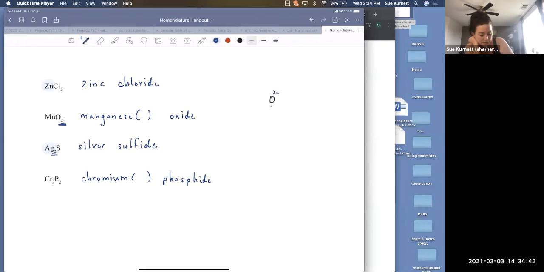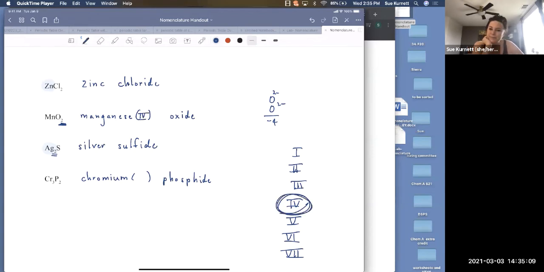So if oxide is -2 and there are 2 of them, we have a negative 4 anion charge. The cation has to balance that. This is manganese 4 oxide. So we're talking about this one. We deduce the charge on a cation by looking at the anion and how many of them there are, and knowing that compounds add to 0.